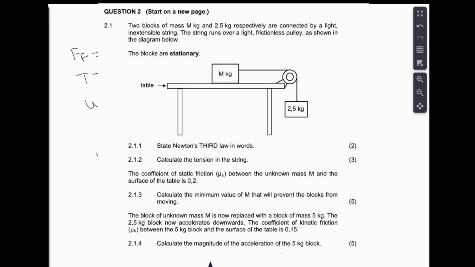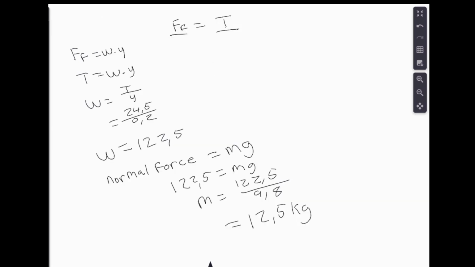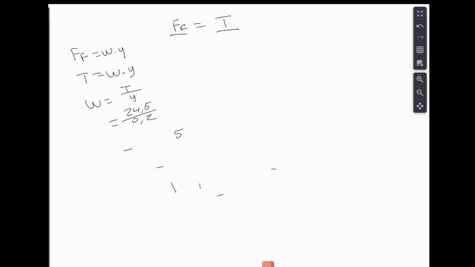Now, the block of unknown mass m is now replaced with a 5 kg mass. The 2.5 kg block now accelerates downwards. The coefficient of kinetic friction between the 5 kg block and the surface is now 0.15. Now, calculate the magnitude of acceleration. Okay, that's a very loaded question. Okay, so we now have two masses that are moving.